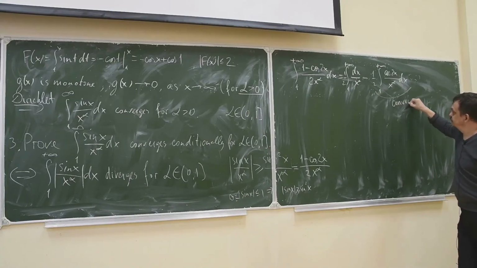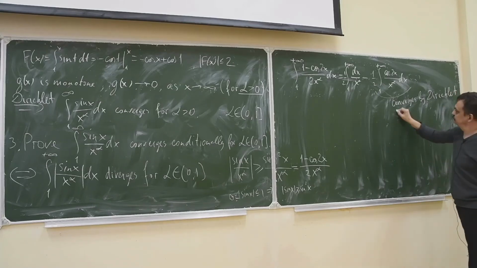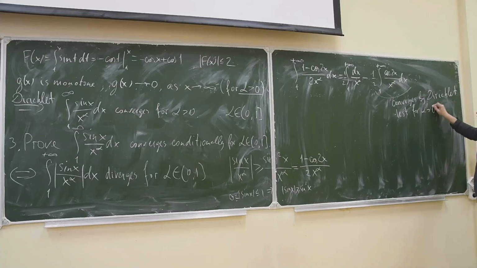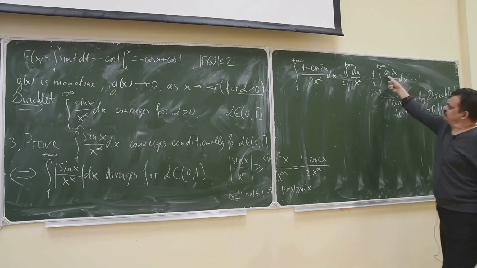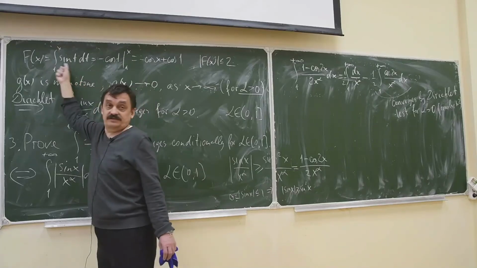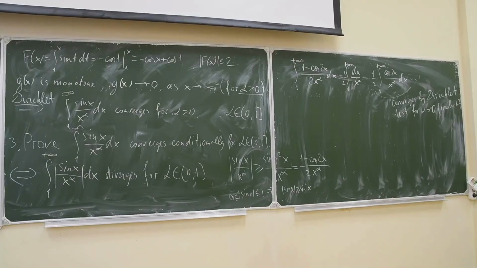The first converges by Dirichlet test for alpha greater than 0, similar to 2. Look, what is different? Instead of sine, I use cosine 2t. So once again, the primitive is bounded.